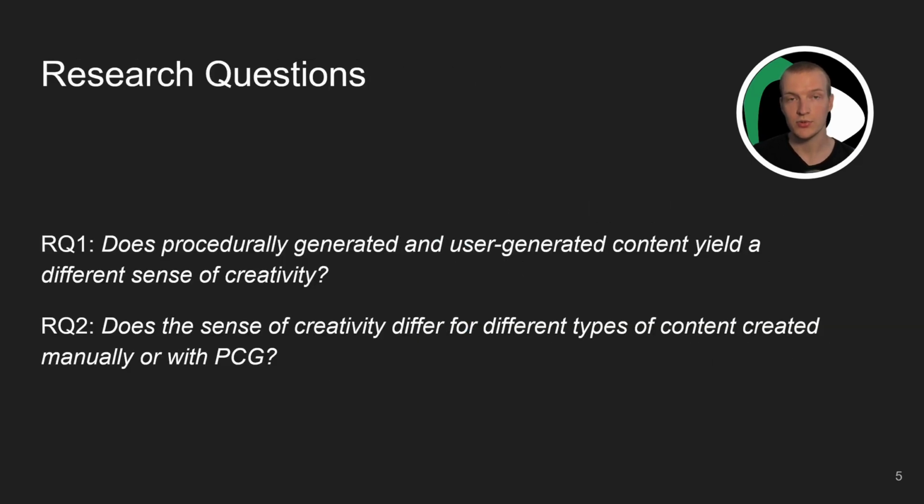This brings us to our two main research questions that guided our work for this paper. First, does procedurally generated and user-generated content yield a different sense of creativity? And second, does the sense of creativity differ for different types of content created manually or with PCG? What we mean here by different types of content is whether the terrain is generated, or the objects on top of the terrain, like buildings and roads, but this will become more clear in our study design.